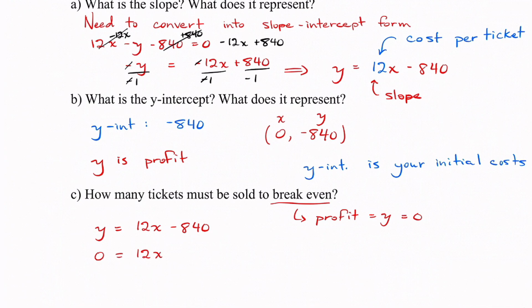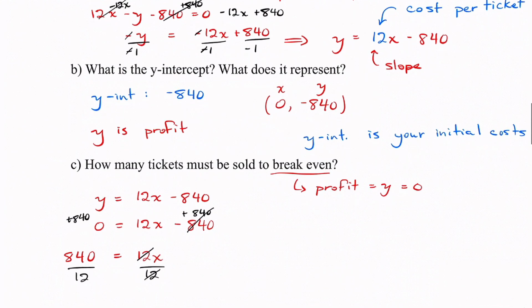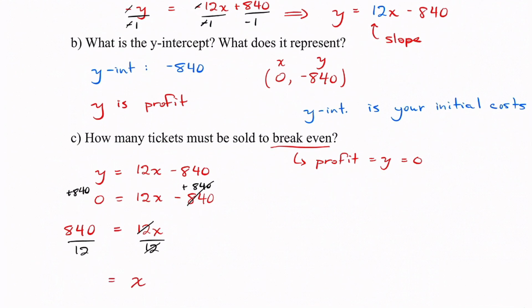So I have this. So this is just an equation, and I can solve that equation. So I want to isolate this x. So I will add 840 onto both sides. The 840 will cancel on the right. So I only have 12x on the right there, and on the left I have 840. Then to get rid of this 12 in front of the x, we have to divide by 12. Got to make sure to do that on the other side. The 12s will cancel. And so we get just an x on this side, and on the other side, 840 divided by 12 equals 70.